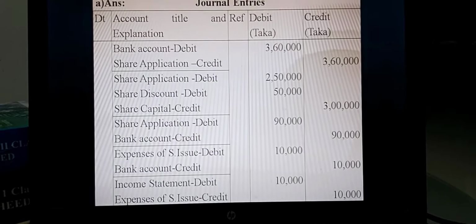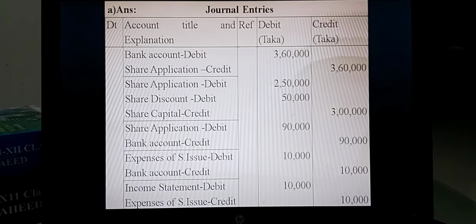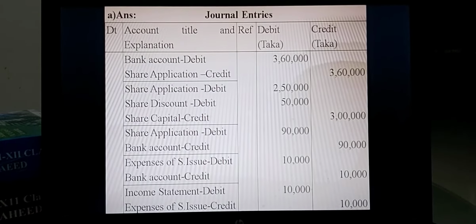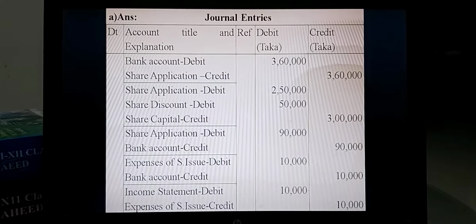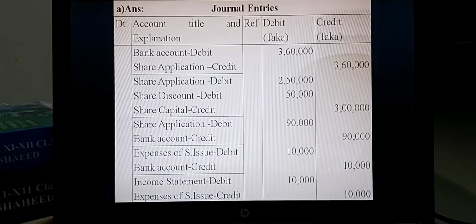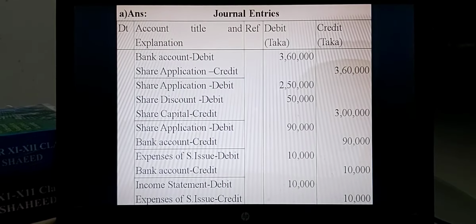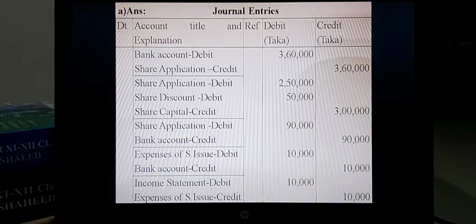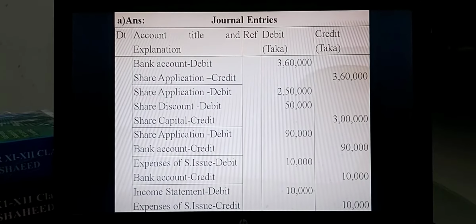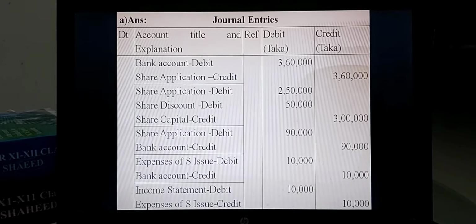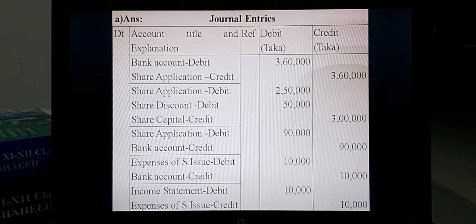The first entry, when application money is received at a discount level: bank account debit, share application account credit for Taka 3,60,000. You can see that after deducting Taka 1 for discount, you get Taka 9 from the applicants concerned. Totally 40,000 shares application receipt, so 40,000 into 9 is the amount of Taka 3,60,000 for the first journal.